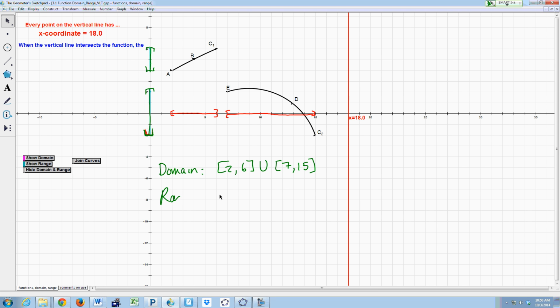What do we get for the range? Someone want to help me with the range? Now I'm going to be describing my output values. Caitlin?